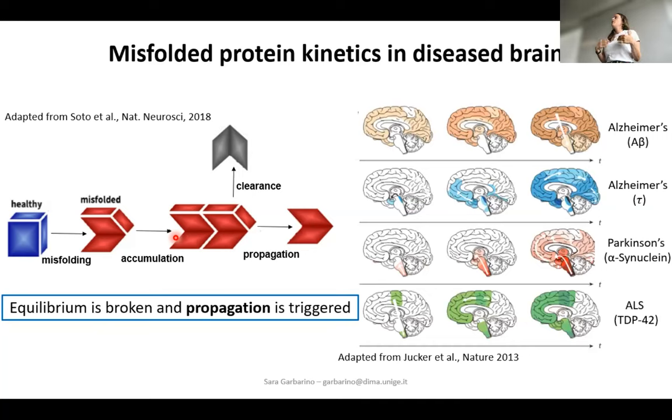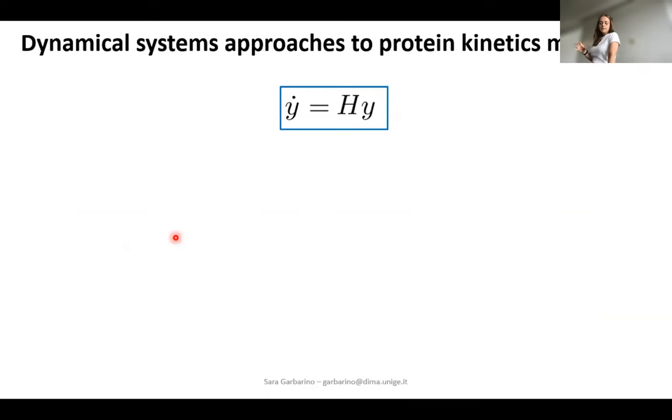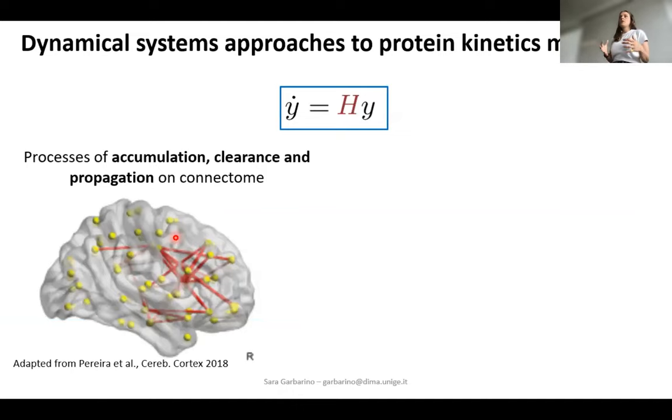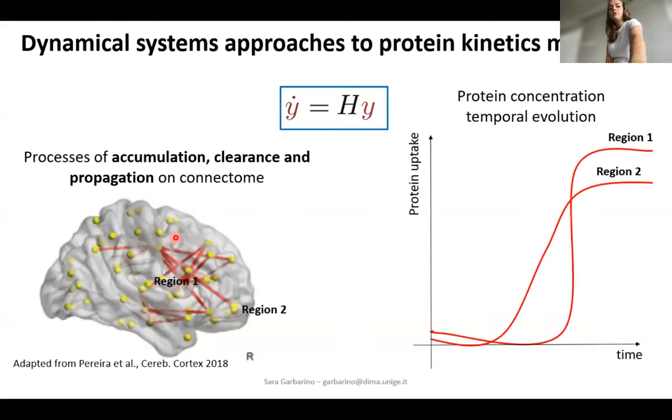And despite the involvement of different proteins in different neurodegenerative disorders, the processes of accumulation, clearance, and propagation are similar. They are thought to involve the structural brain connectome, as spatially distant but neuronally connected regions show similar patterns of protein abnormalities. The mechanisms governing all of these are still unclear, but mathematically, we can investigate them using dynamical systems, where essentially the functional H encodes the processes of accumulation, clearance, and propagation on the brain connectome. And the temporal evolution of the proteins, Y, is obtained by integrating the dynamical system over time, okay?